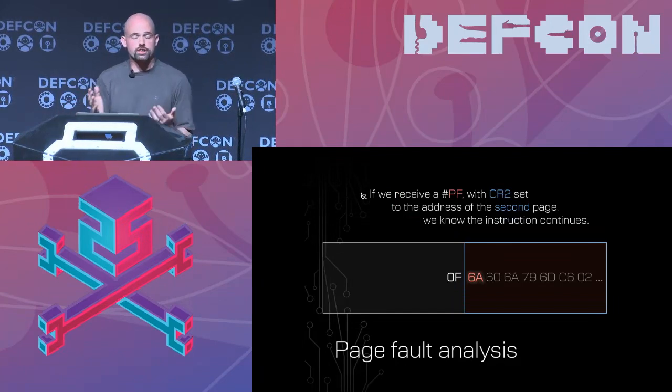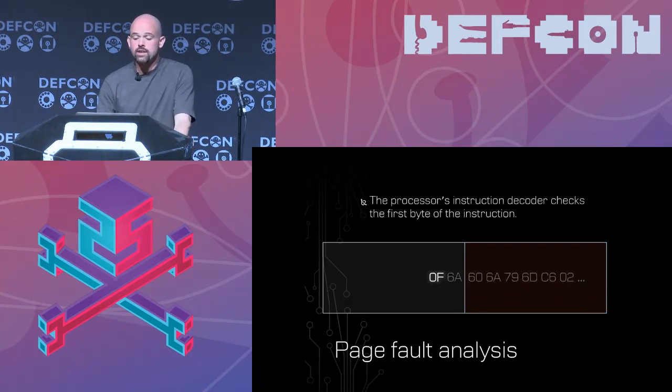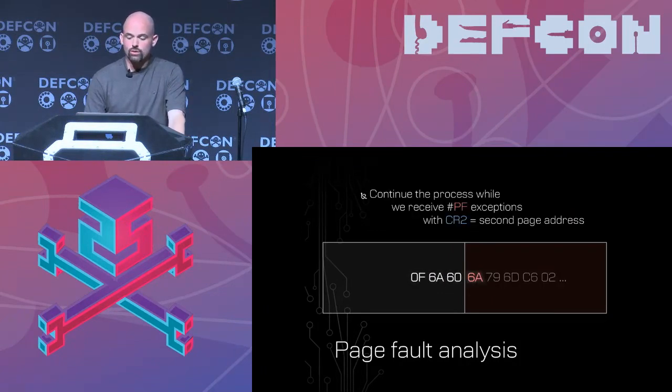Whenever that happens, we receive a page fault and CR2 is set to the address of the second page. We know that the instruction is longer than what we have in the executable page. So in this situation, I know the instruction is longer than just 0F. So we move the instruction back a byte and repeat the process. Execute the instruction. The decoder is going to grab that first byte. It's going to see the instruction continues beyond 0F, so it's going to grab that next byte. That works now that this is an executable page. It's going to see that it's, say, 6A, and I still need more bytes to finish the instruction. And then it's going to try to grab the next byte. Again, it's going to fault here because that byte is in a non-executable page.